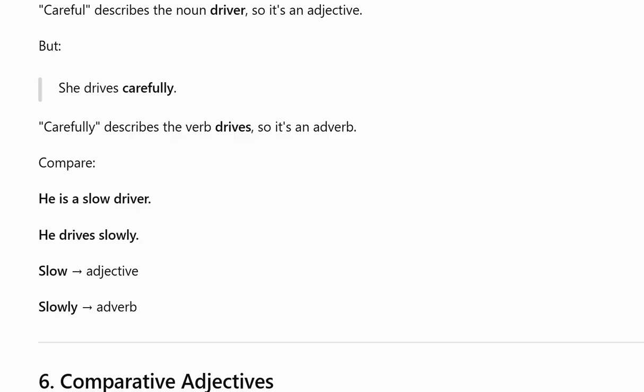Compare. He is a slow driver. He drives slowly. Slow, adjective. Slowly, adverb.